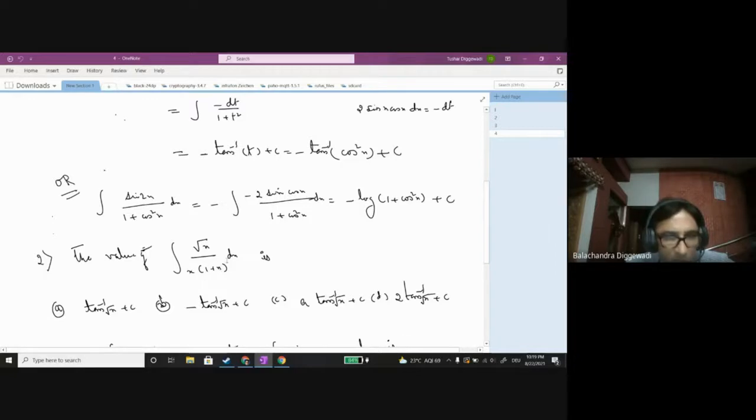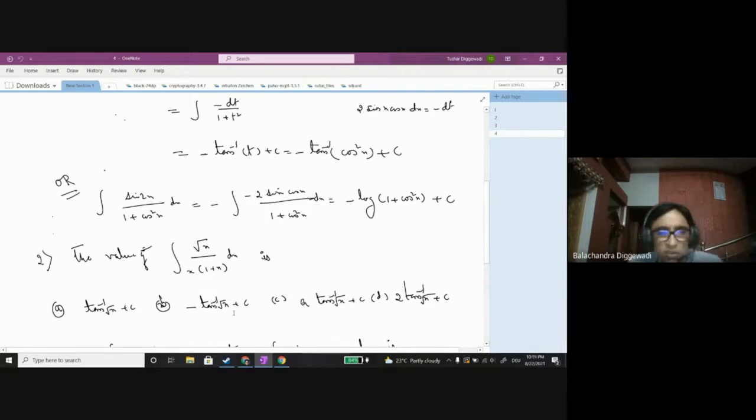Means what, there are two options. Somebody will substitute x is equal to tan square theta, since 1 plus tan square theta is secant square theta, and you will differentiate it. Suppose the answers are in terms of tan, put x is equal to tan square theta. Suppose the answer is in terms of cot, you can take the cot substitution.